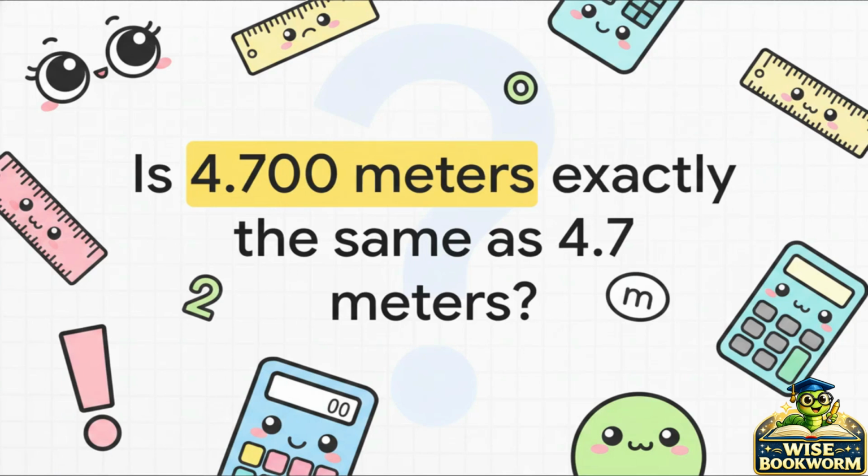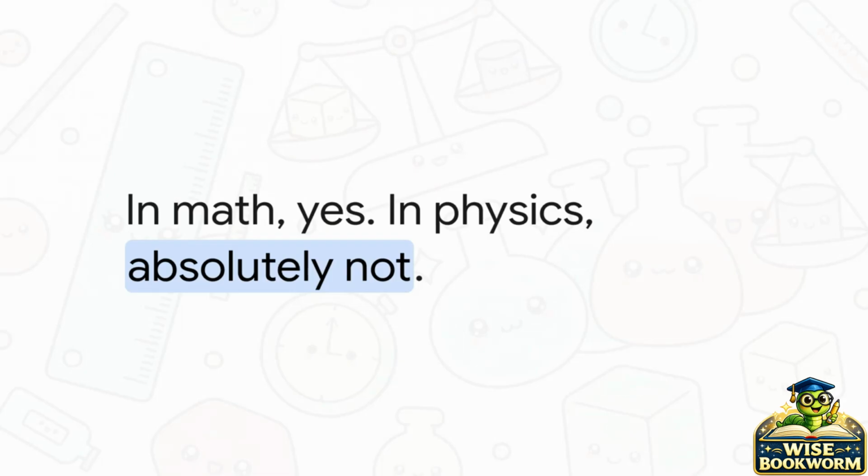Have you ever looked at a measurement and thought to yourself, what difference does a couple of extra zeros really make? I mean, is 4.700 meters exactly the same as 4.7 meters? Just think about that for a second. Your everyday intuition, and for sure your basic calculator, would probably just scream, well, yes, obviously. But here is the totally surprising truth. In math, yes, but in physics, absolutely not.